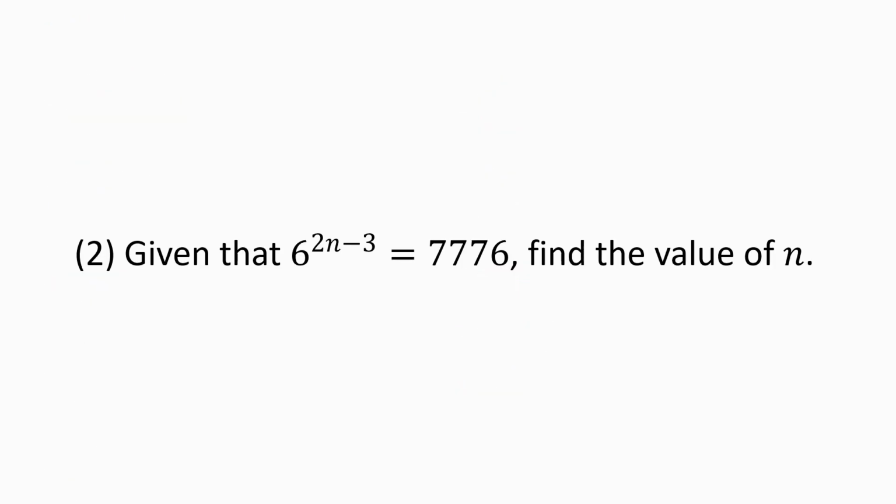Question 2. Given that 6 raised to power 2n minus 3 is equal to 7,776, find the value of n. So we've been told that 6 raised to power 2n minus 3 is equal to 7,776. So the first step is to factorize 7,776.